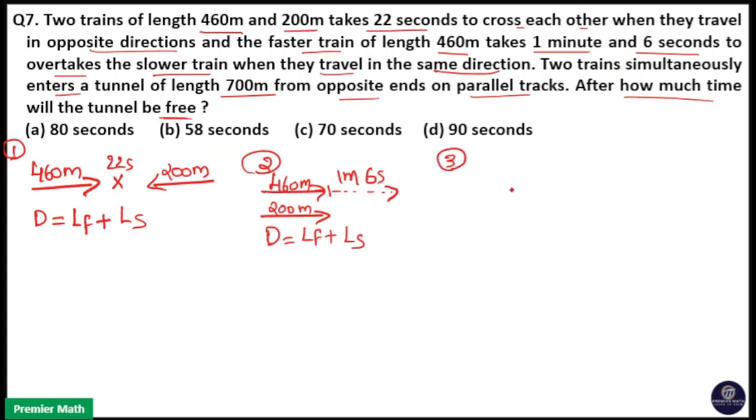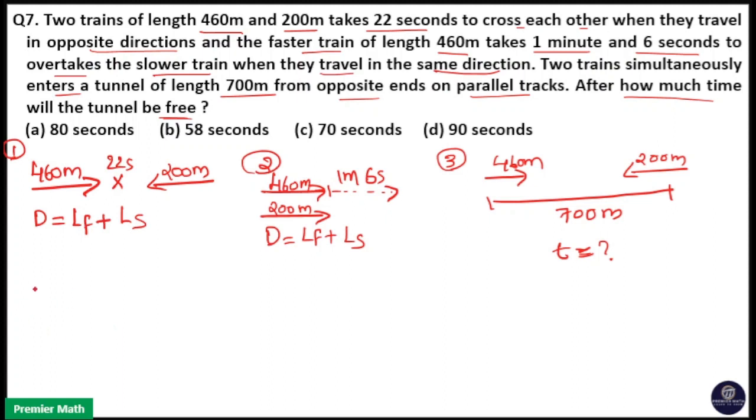Next case is both the trains traveling towards each other, that is in opposite direction, and they are covering a tunnel. So after how much time will the tunnel be free? So we need to find out the time here. That is, after how much time will the tunnel be free? So we need to find out that time.